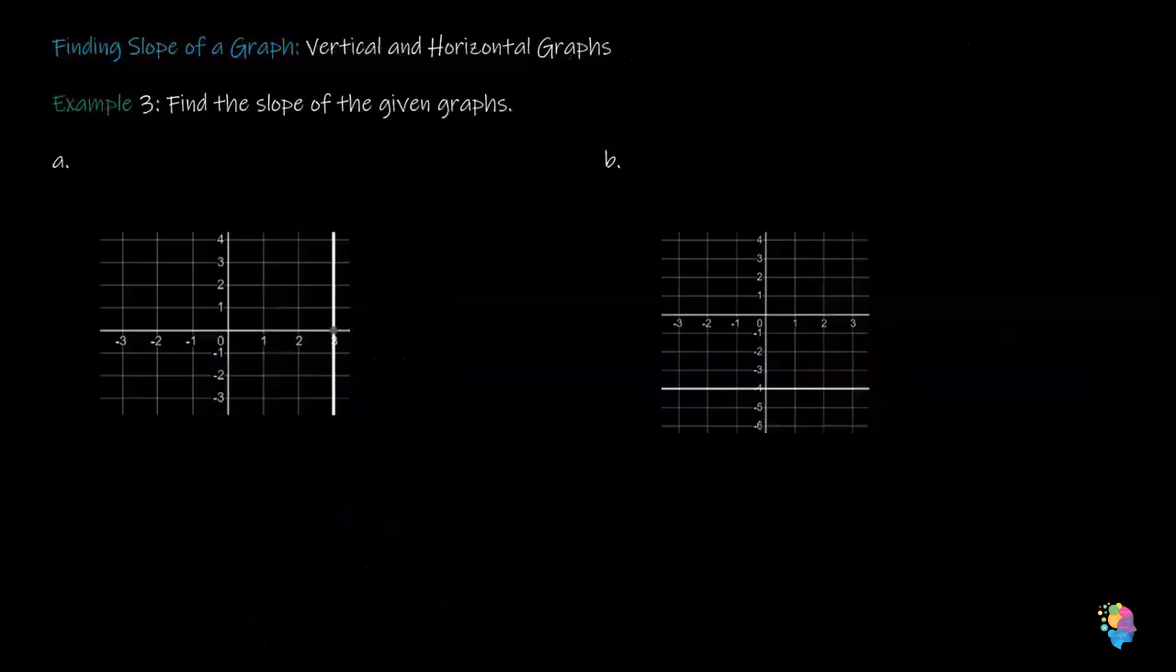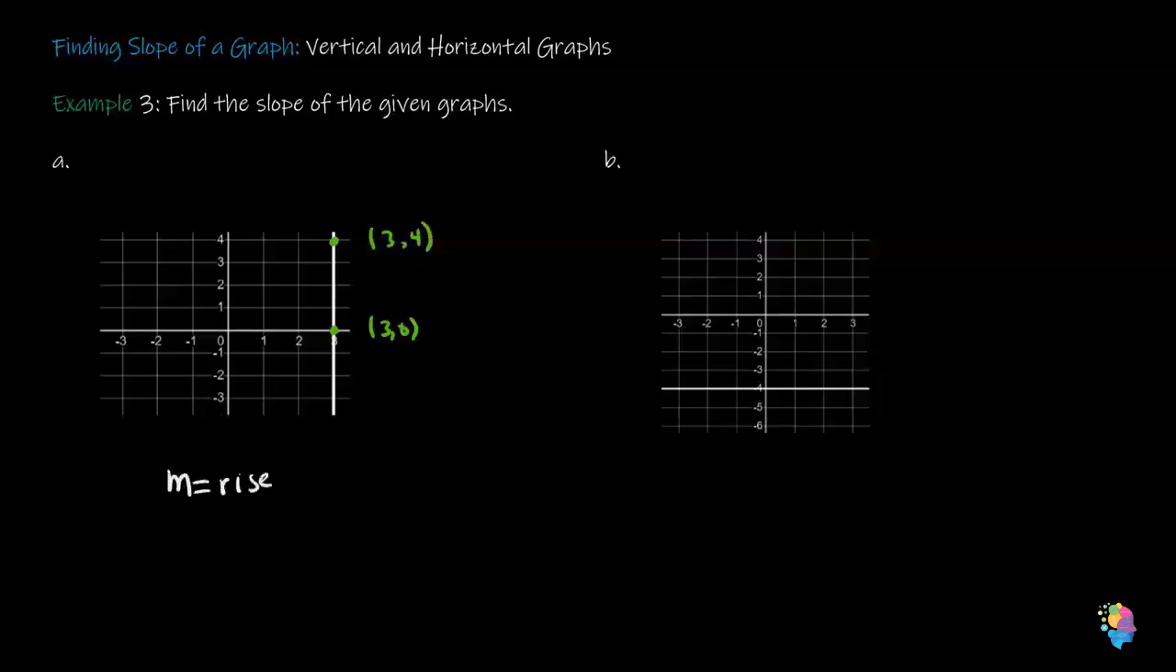Remember, we begin by finding 2 points. I'm going to select one on the x-axis and one on a quadrant. Let's select this one up here. Okay, so this is a point 3, 0, and this is a point 3, 4. All right, so let's bring down the formula. Remember, the formula was rise over run.